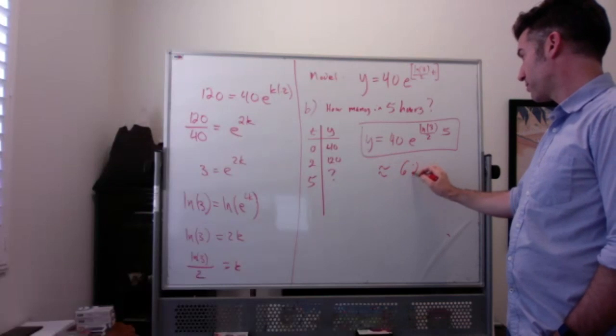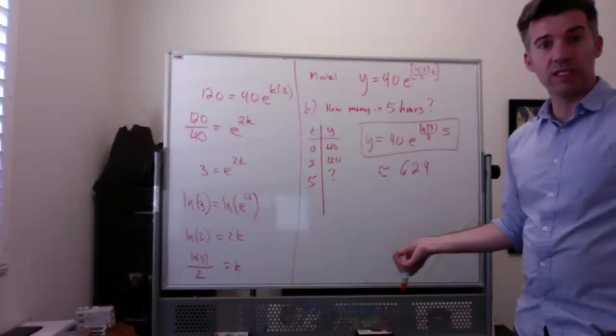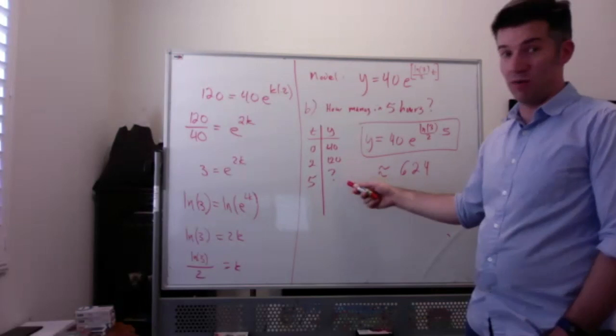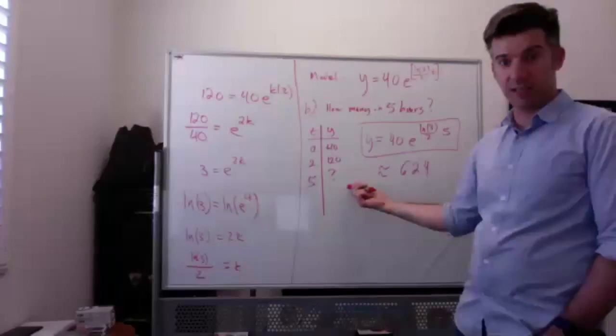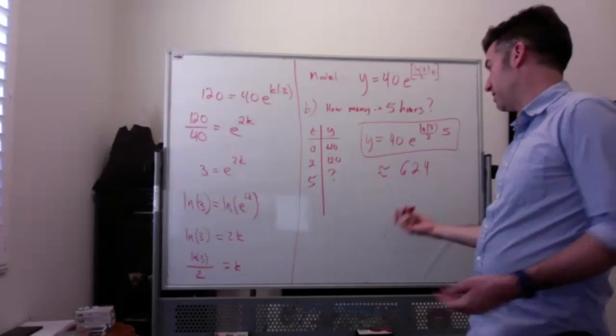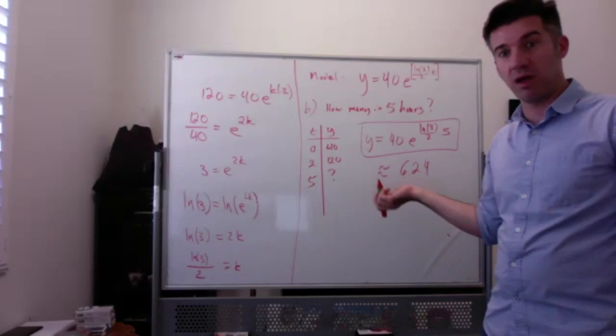624. Which seems reasonable, right? We know that after another 2 hours, it should triple again to get to 360. So then after another hour for that, it definitely seems like 624 is not out of the question.